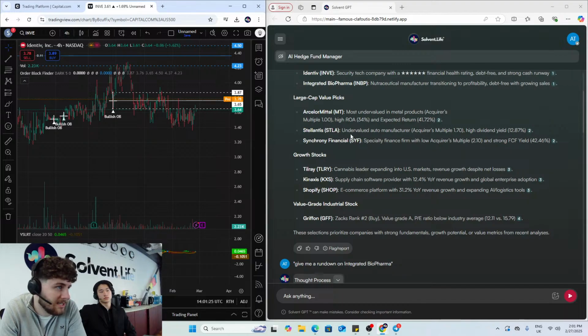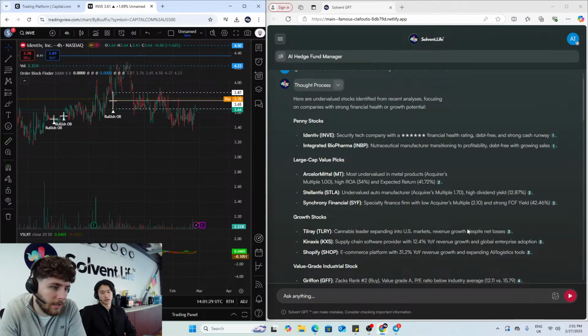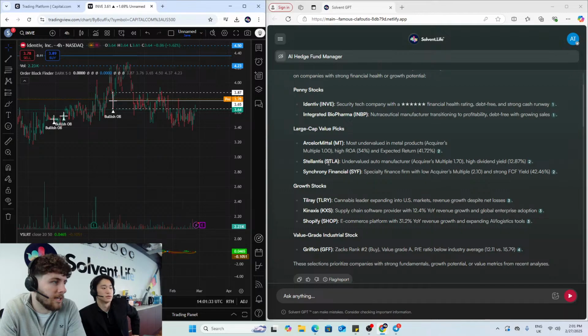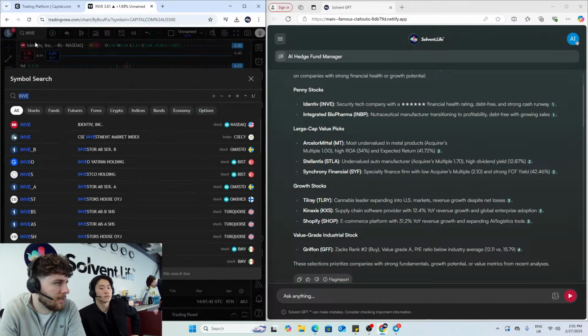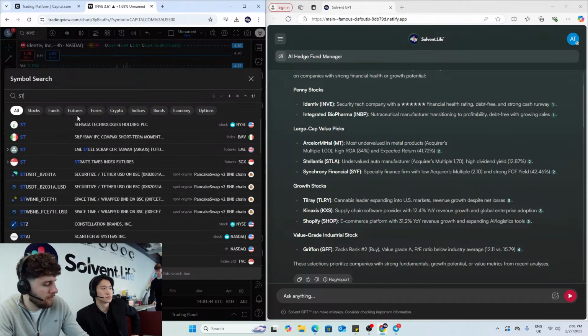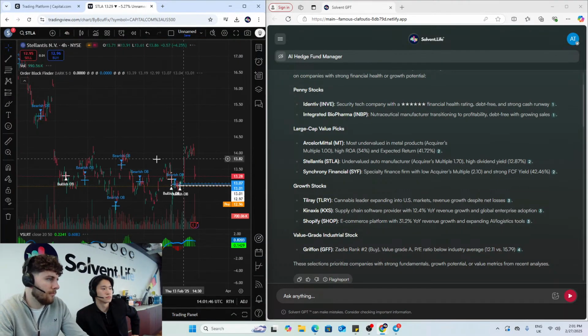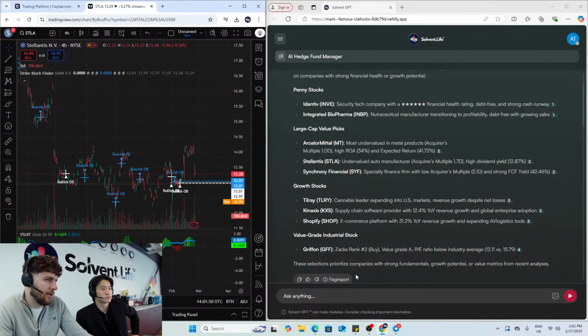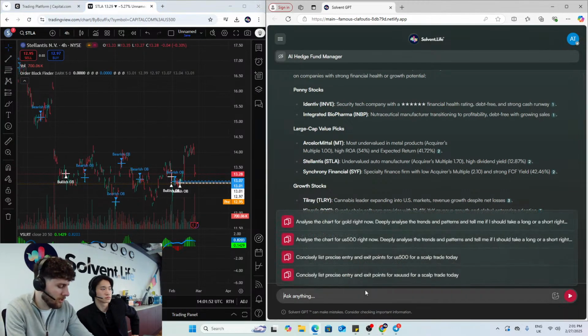Let's look at some of the other recommendations, some of the larger caps. So Stellantis. And let's look at one more and then we'll wrap it up. Oh, okay. Because we're running out of time here. Sure. Yeah. So we're going to take a look at Stellantis, an undervalued auto manufacturer with quite a high dividend yield of around 13%. So we will take a look at that. So that's STLA. Wow, it's quite a lot of volatility. Valued at about $13. We're going to ask for a trading strategy.